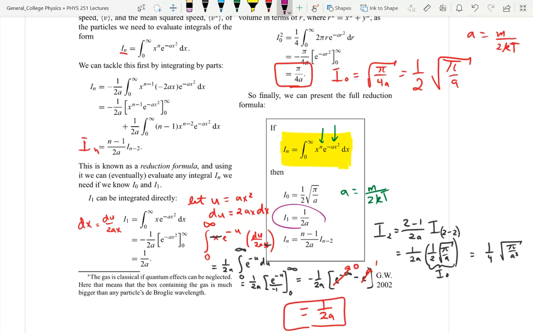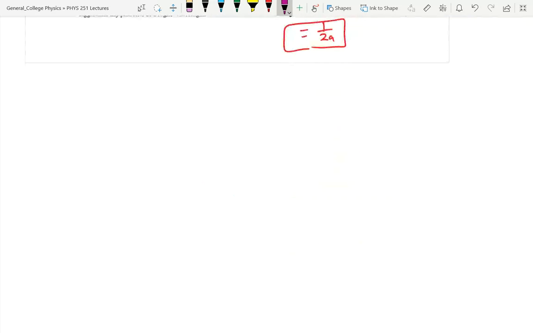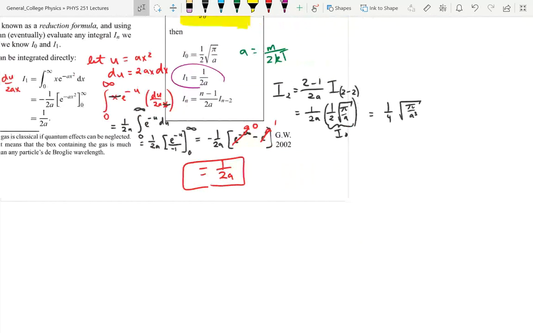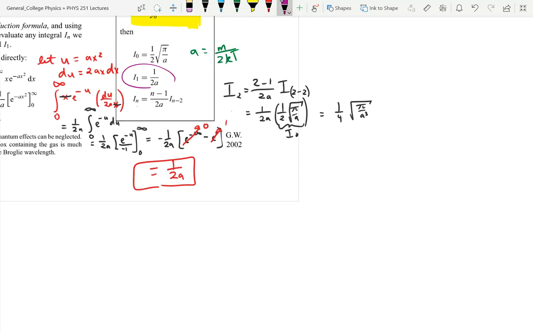Michael. Yeah, we actually have right here from the class when we did it before, I2 is equal to 2 minus 1 over 2a, and then I of 2 minus 2, which is I of 0. And so then I replaced I of 2 minus 2 right below. I0 is 1/2 square root pi over a. And 2 minus 1 was 1, so it's 1 over 2a times 1/2 square root pi over a. That was the example for I2.